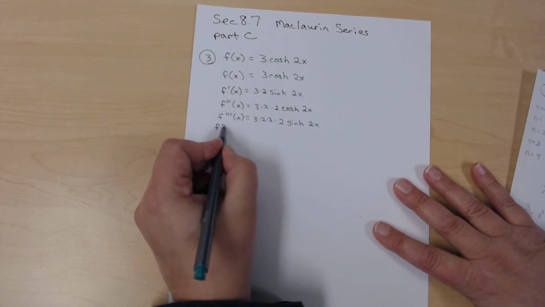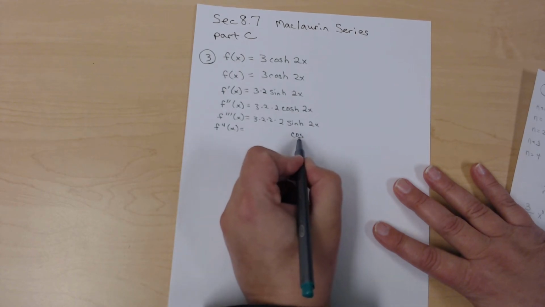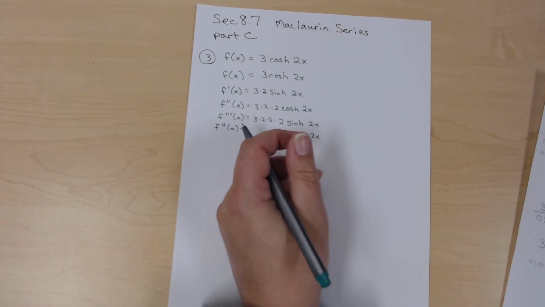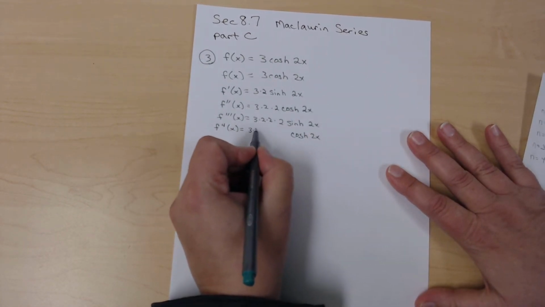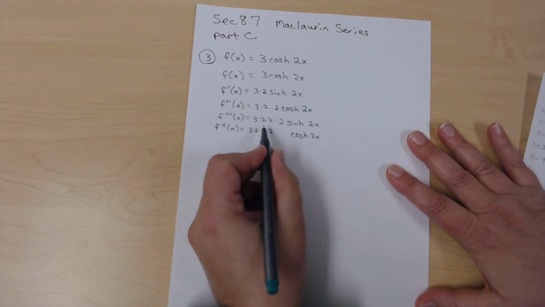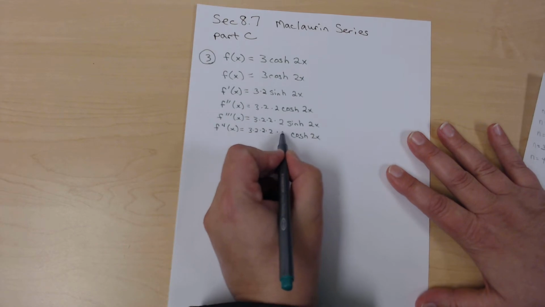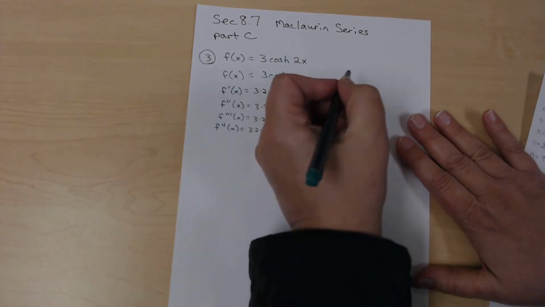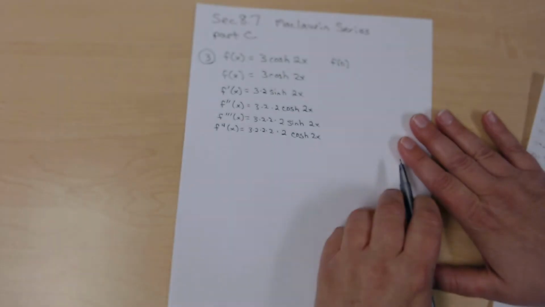Okay, we can do one more. Derivative of sinh is cosh. All right, so we've got all this. This is my constant, and then I have to take the derivative of this quantity. The derivative of 2x is 2. Okay, so step 1 is write out some derivatives. Step 2 is then to evaluate it at 0.